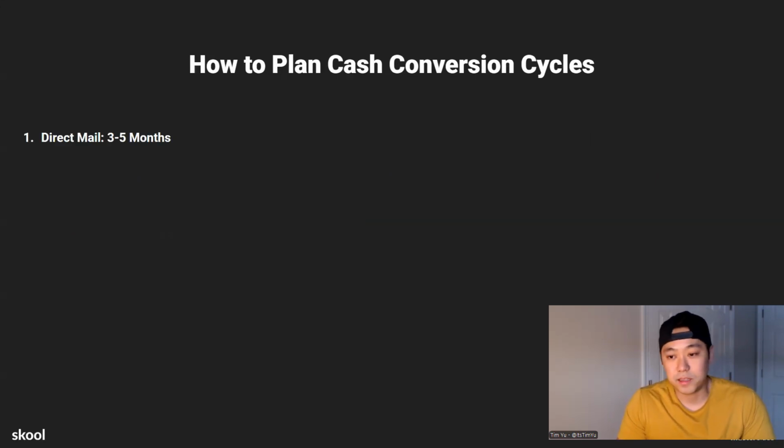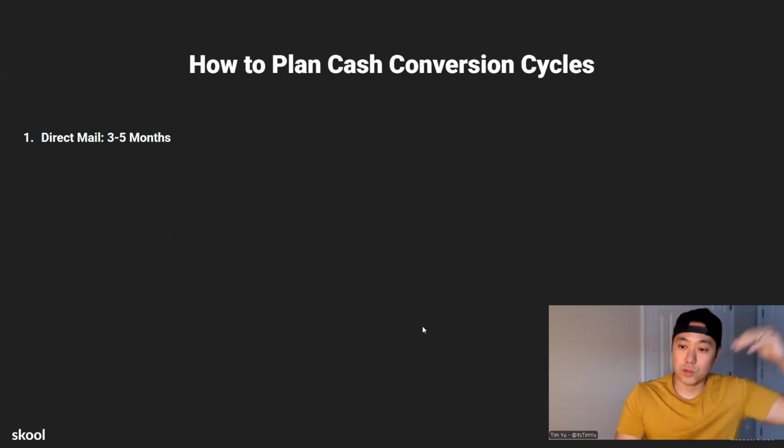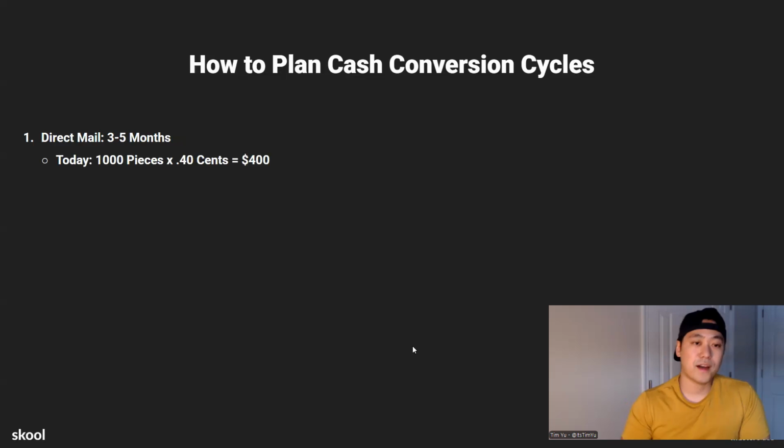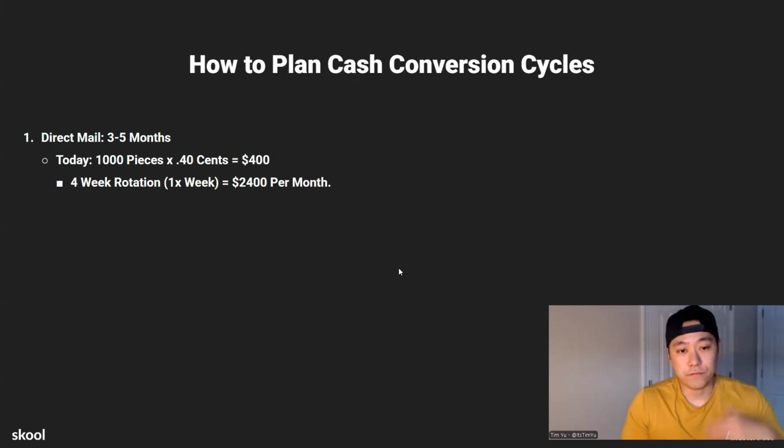Cool. So direct mail, like I said, 3 to 5 month cash conversion cycle. So if you spend money today, on average, you'll see a return on that money 3 to 5 months from now. So if I send out 1,000 pieces of mail at 40 cents per mailer, that's about 400 bucks. On a 4 week rotation, we like to send mail 1 time a week for 4 weeks. So an entire month, if I'm sending 1,000 pieces of mail, that's about $2,400 a month.